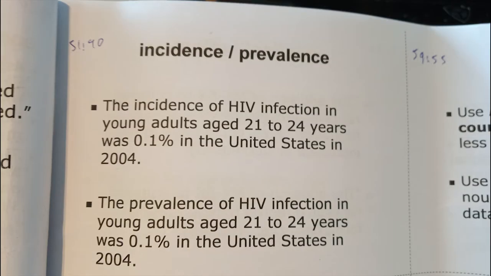The incidence of HIV in young adults aged 21 to 24 was 0.1%. Is this all the cases or only new cases? All the cases. So we would say prevalence here, the prevalence of all the cases in the population.